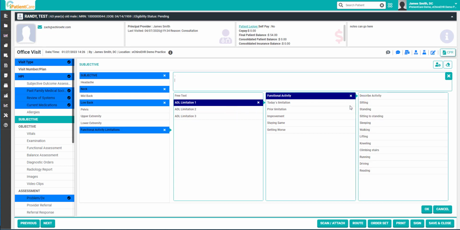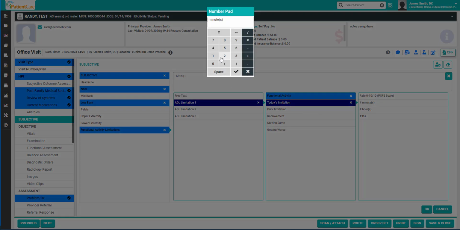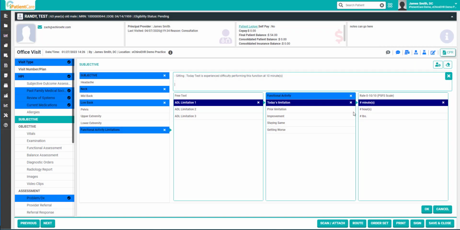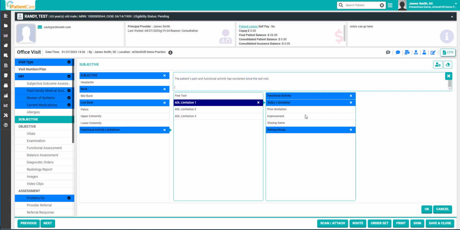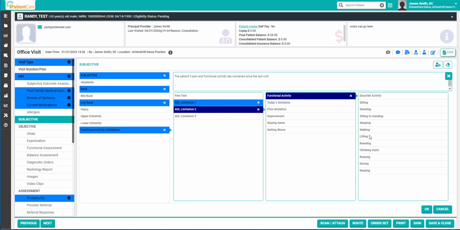And so we would go ahead and specifically select what activity is being restricted by the patient. And let's say sitting is being restricted by the patient. Today's limitation is actually that the patient can only sit for 10 minutes. And so we have that documented, and it is getting worse. And of course, we're talking about an initial visit here, and so we don't have anything to go on previous to that. And let's say that we've got functional activity of lifting.